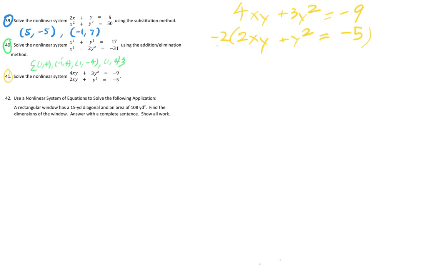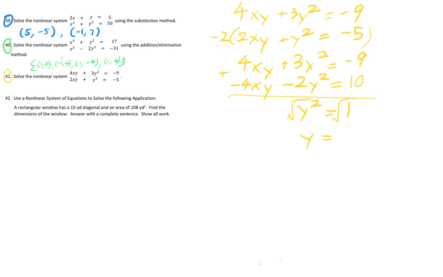So we're going to go ahead and bring that first equation down, 4xy plus 3y squared is equal to -9. So now we have -4xy minus 2y squared is equal to, now we have a positive 10 here. Now when we add these together, our 4xy's go away, and then we're left with y squared is equal to 1, right? So that means we take the square root of both sides. That means we know that y is going to be equal to plus or minus 1.